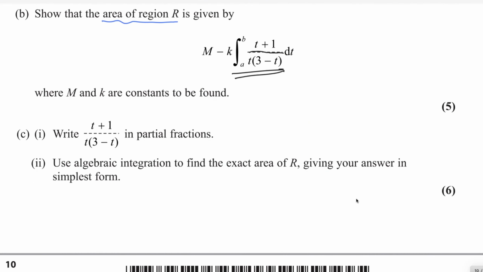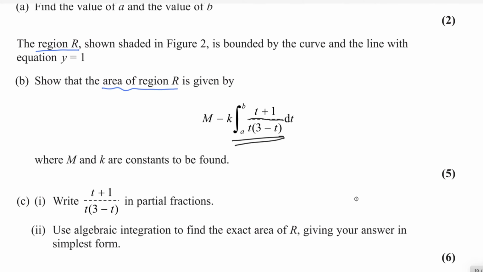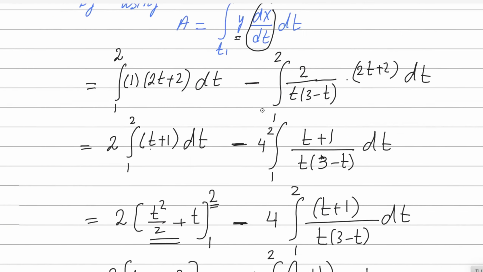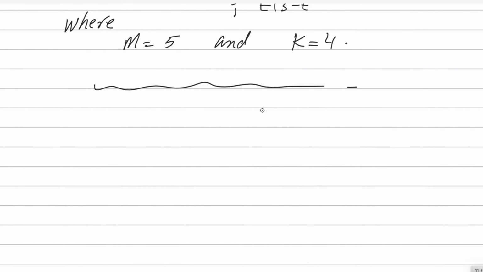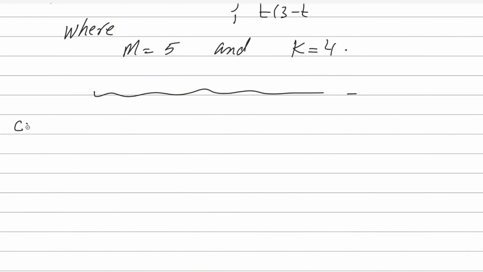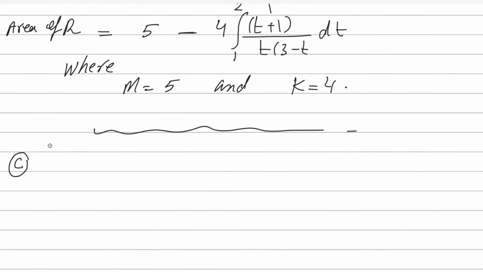Now, let's move to the next part. Write this function in partial fractions. First of all, use algebraic integration to find the exact area of R, giving your answer in simplest form. First of all, we have to apply partial fractions for this function in the next part. For C, by using partial fractions, we can write this function as (t plus 1) over t into (3 minus t).